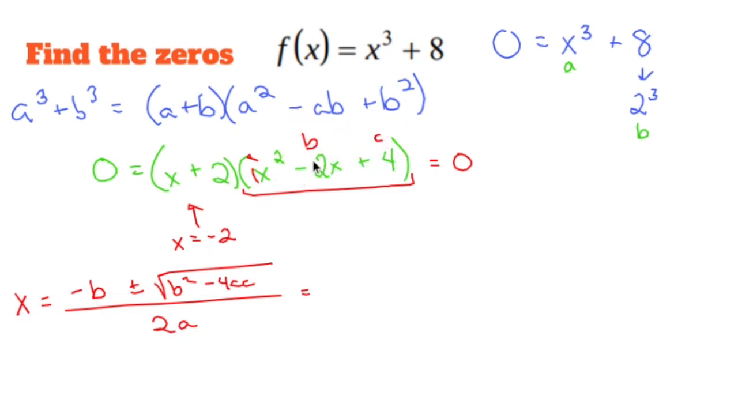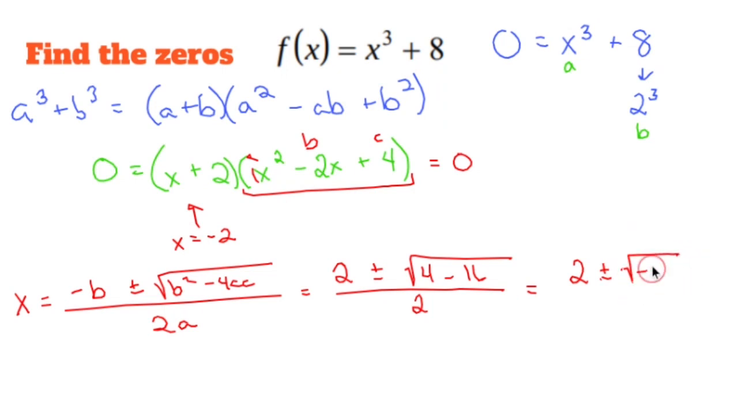So x equals negative negative 2, positive 2, plus or minus the square root of b squared, which is going to be negative 2 squared, so 4, minus 4 times a, 1, times c, 4, all over 2a, which is 2 times 1, which is 2. This ends up being 2 plus or minus the square root of negative 12 over 2.